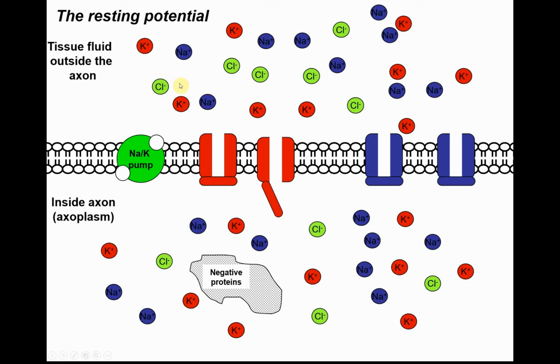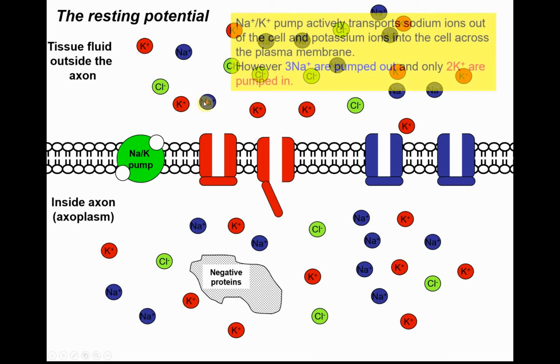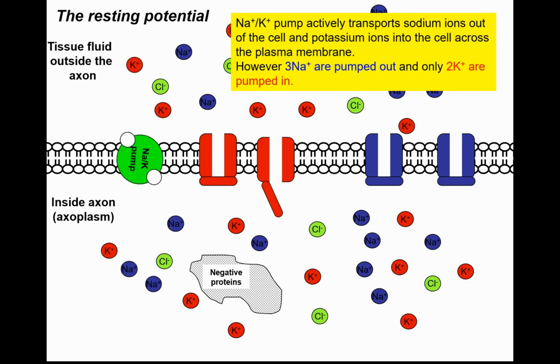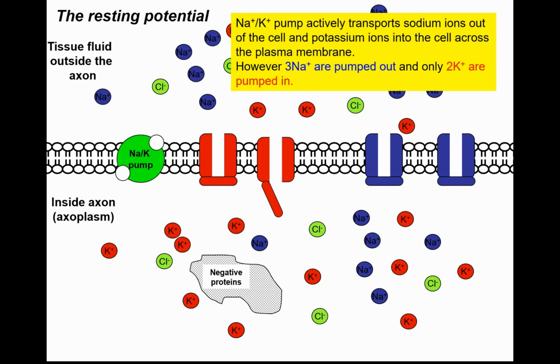The key thing is it's not about these negative ions at all, it's about these positive ions. So the sodium potassium pump is going to actively transport sodium ions out of the cell and potassium ions into the cell, and this pumping is uneven. You saw there 2 potassium ions were pumped in, but 3 sodium ions were pumped out.